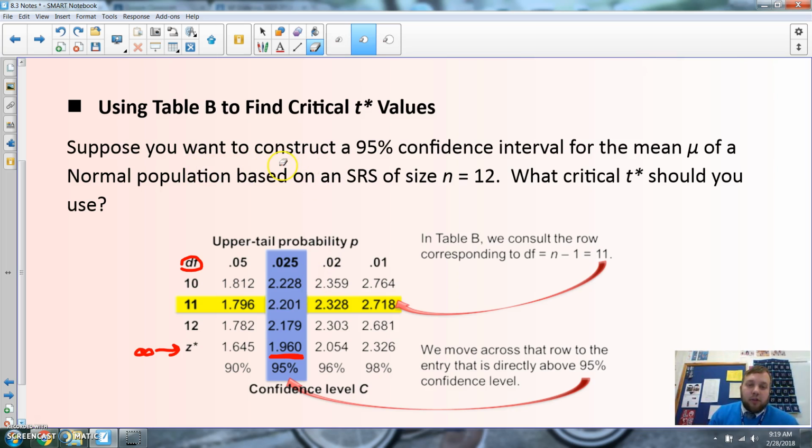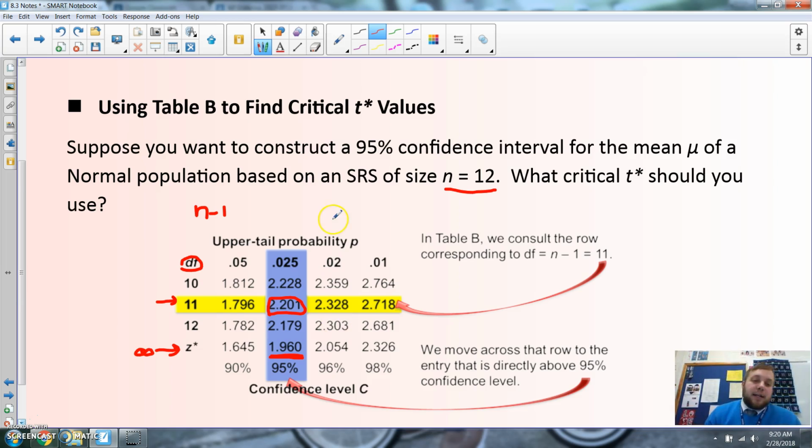So, suppose you want to construct a 95% confidence interval for a mean based on a simple sample size of n equals 12. Well, if n equals 12, don't go to 12. Degrees of freedom is always n minus 1. So I want to do the 11. And I would go from 11 over here. So this would be my critical value that I would use. I would give it just an extra little bump and figure that out.